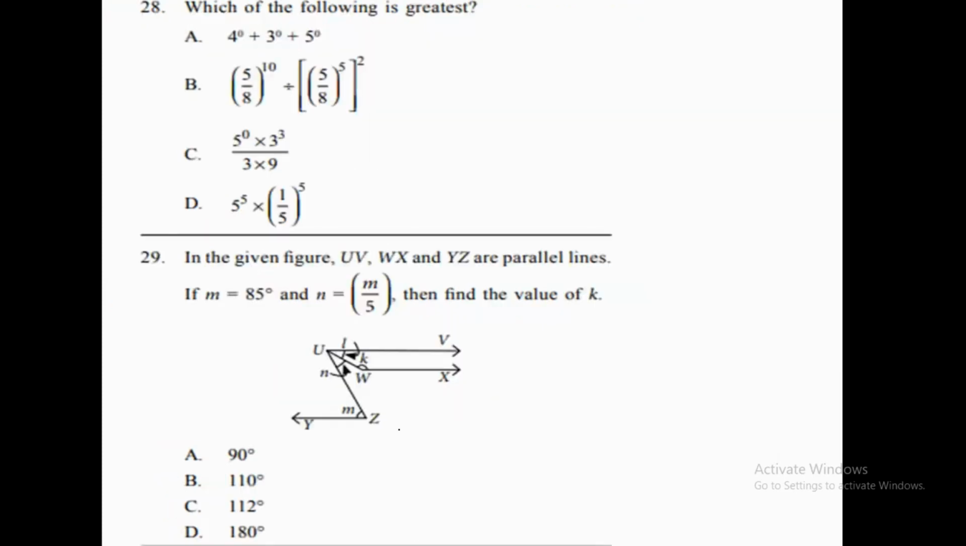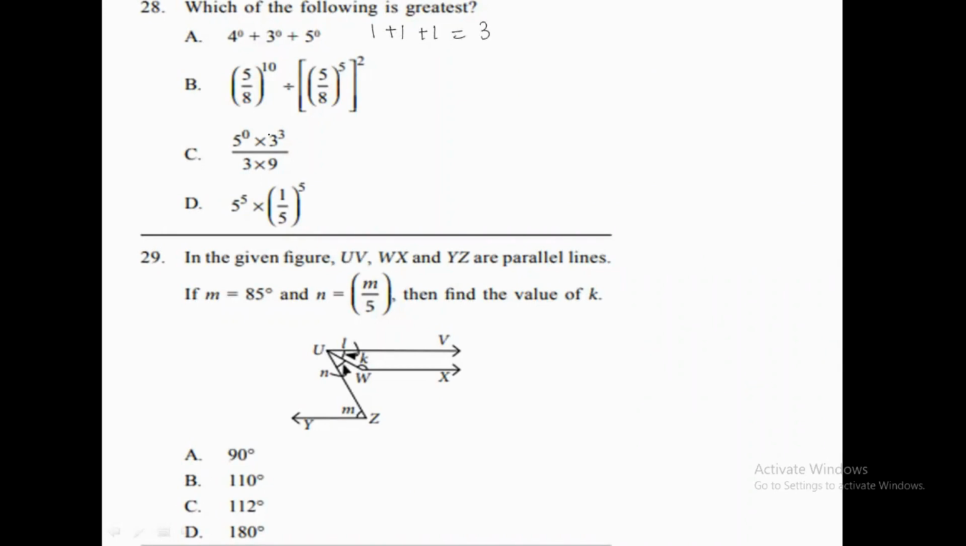Okay, now we have the 28th question. The 28th question is right here. Which of the following is the greatest one? We need to find it. So 4 raised to the power 0 is 1, 3 raised to the power 0 is also 1, and 5 raised to the power 0 is also 1. So here we are getting 3.